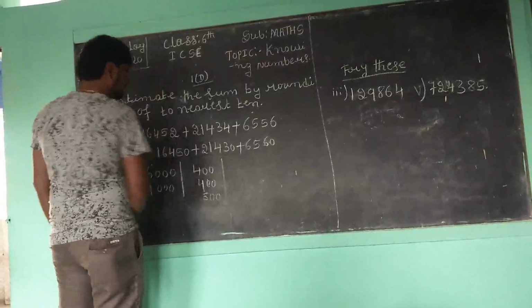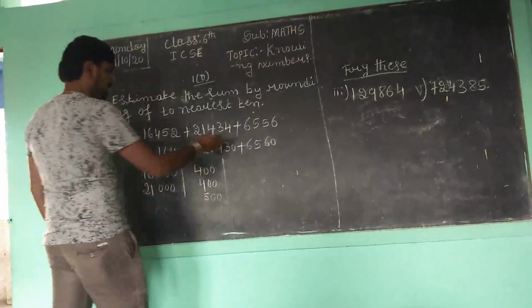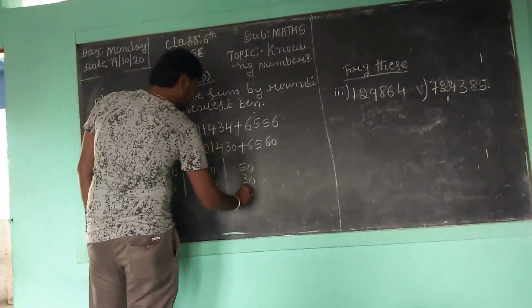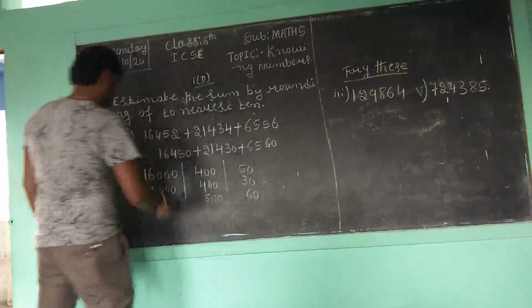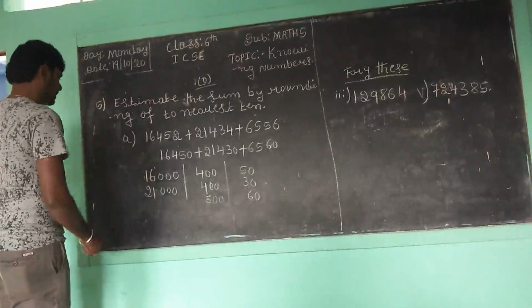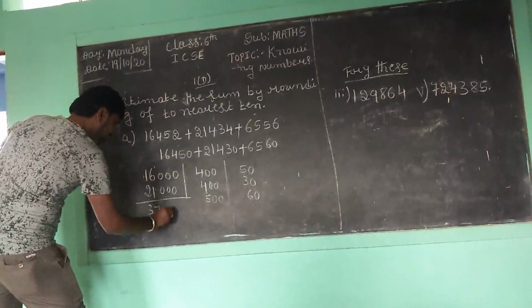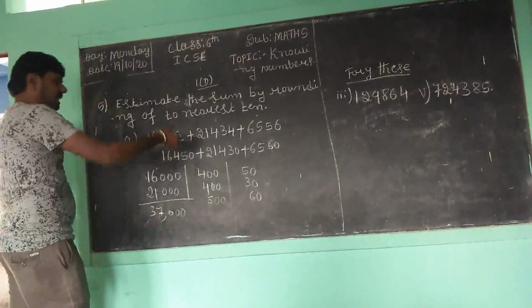So next, tens place. This is 50 plus 30 plus 60. Children, how can you add this one? Then also 7 plus 37,000. Here also you can add, children.